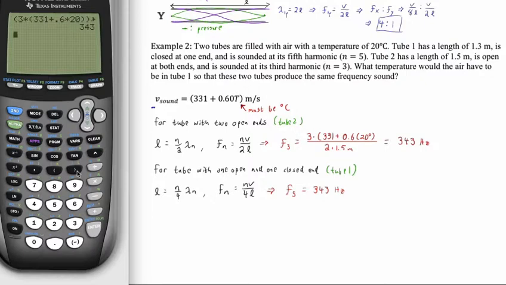Let's just see, right? So note at 20 degrees Celsius, F5 for tube 1 would be 5 times 331 plus 0.6 times 20.